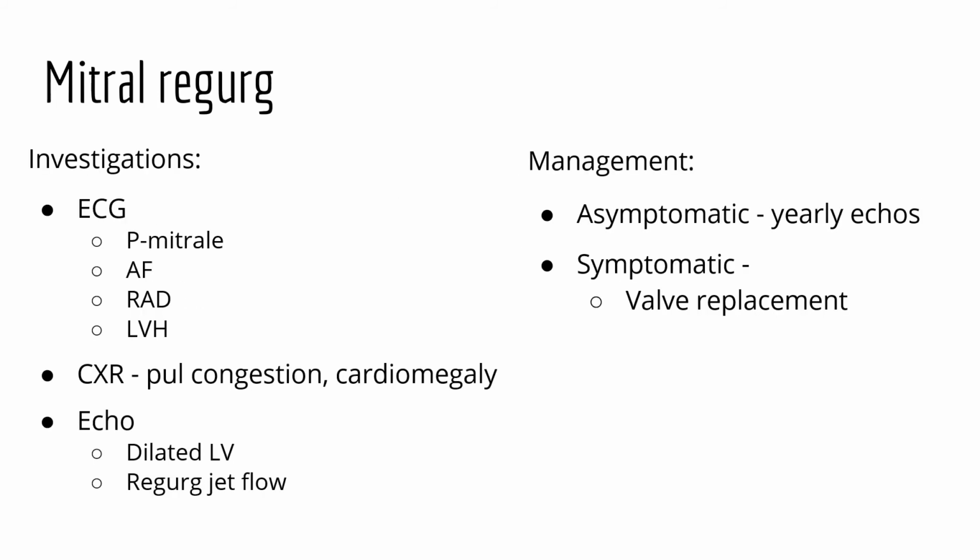So in terms of investigations, again we're going to do an ECG, and we might see some more signs of left ventricular hypertrophy. So we might see AF, right axis deviation, and left ventricular hypertrophy. On a chest x-ray, we might see some pulmonary congestion and cardiomegaly, particularly in the later stages. And on an echo, we might see a dilated left ventricle because of this regurgitant flow, and we might actually see the jet flow itself on echocardiogram. In terms of management, if they're asymptomatic, we typically monitor with echoes, and if they're symptomatic, we need to replace that valve.